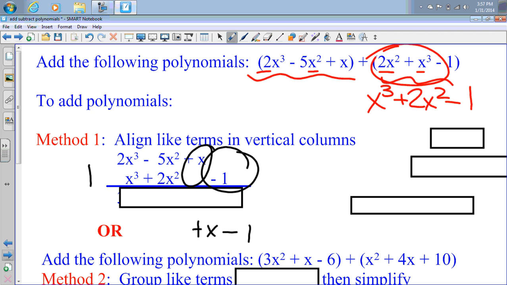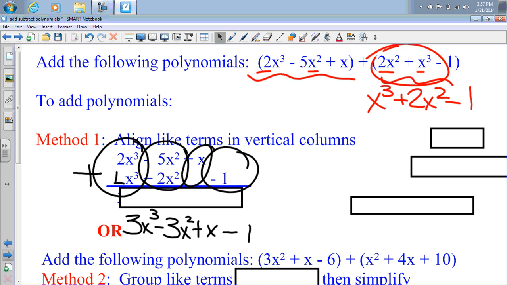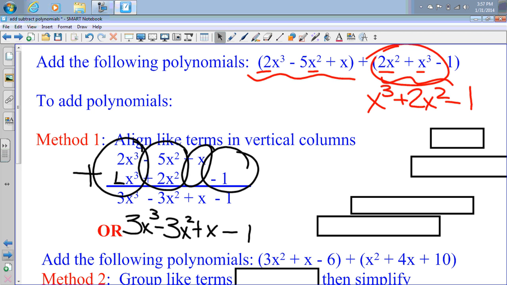Then I'm adding out here, remember, so I have a negative 5x squared plus 2x. That would be negative 3x squared. And then I have a 2x cubed plus 1x cubed, which would be 3x cubed. Okay, is that what they got? Yes, ma'am, and yes, sirs. Okay, so you can line them up. Some of you really may like that method.